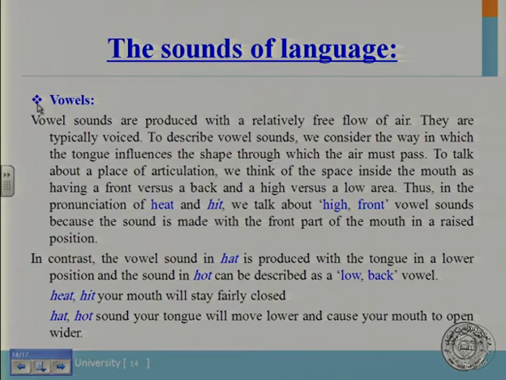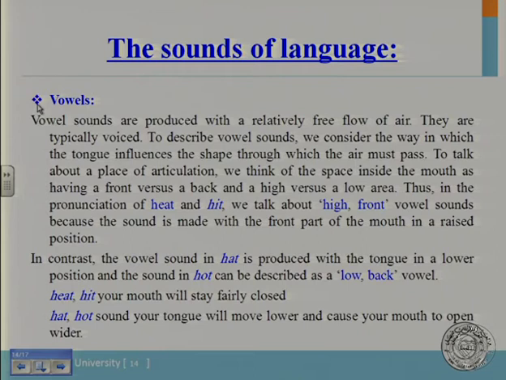Hot, oh. This is a low back vowel, not as in heat and hit. In heat and hit, your mouth will stay fairly closed. If you say heat, you can feel that the mouth is fairly closed, because the tongue goes up high. But when you say hat or hot, your tongue will move lower and cause your mouth to open wider. See the difference here?